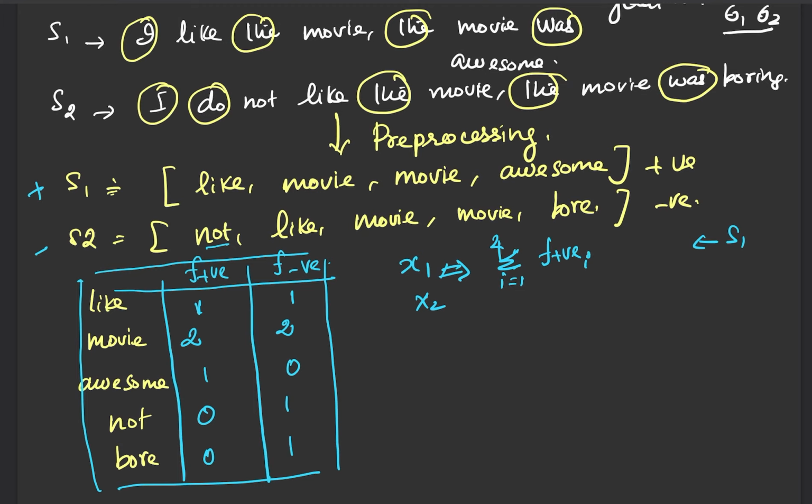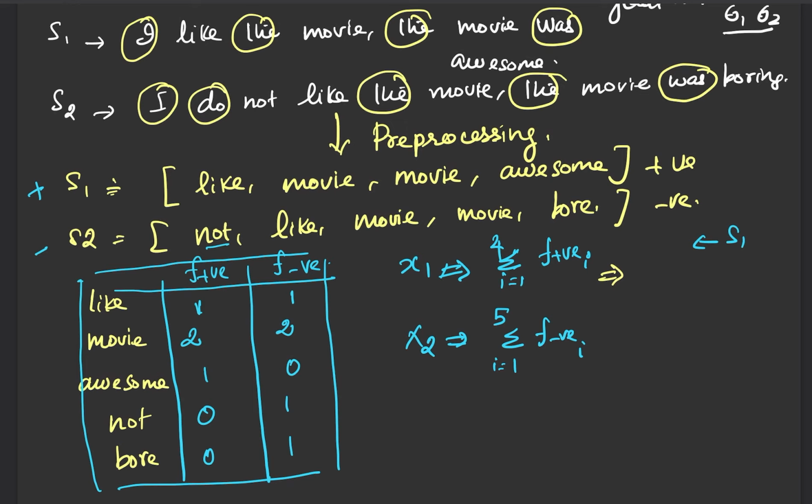Similarly, for x2, what do we do? For all the words in the negative sentence, how many words are there in the negative sentence? 5. i equal to 1 to 5, the negative frequency for every word. So when I apply this formula, what do I get?